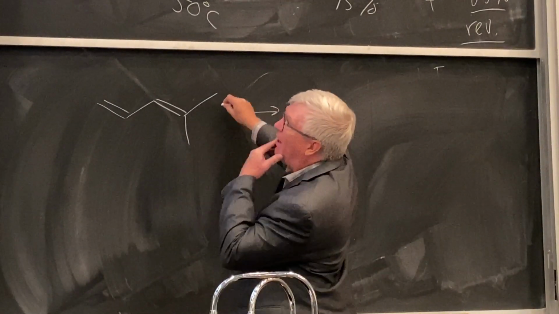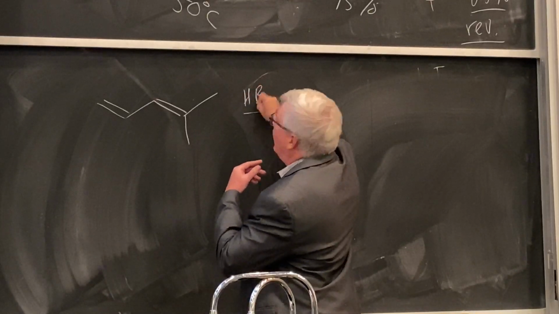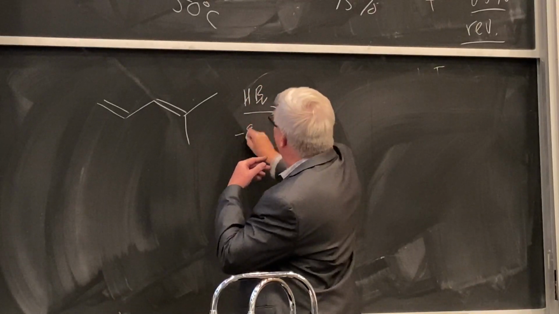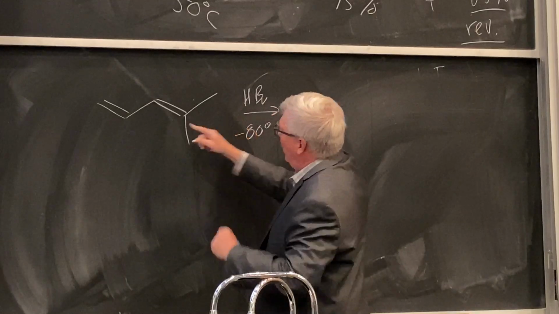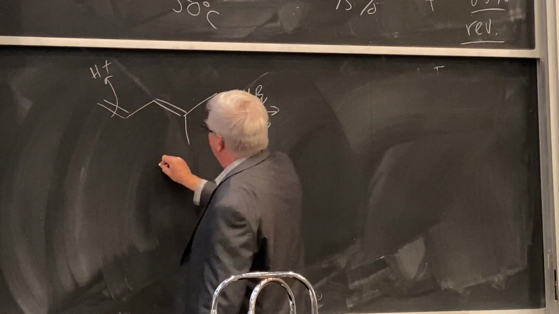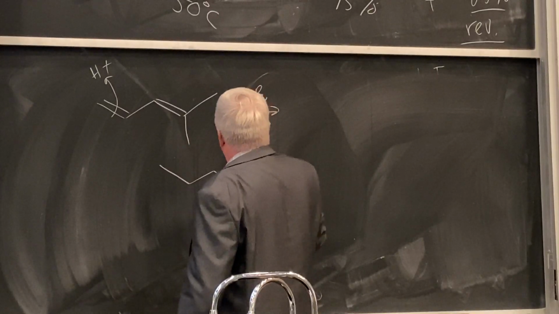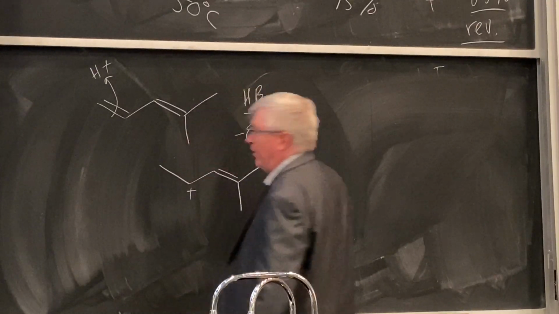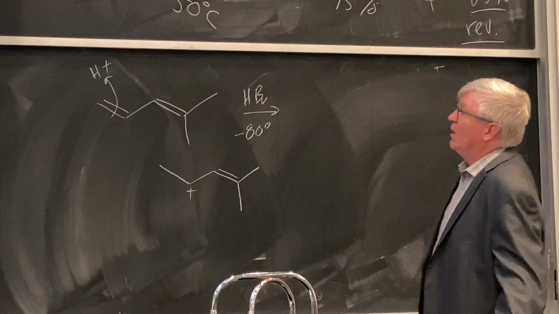And you're given the 2 products there. Let's see, HBr. First one's at minus 80 degrees. Good. Well, the same thing here. We're going to protonate out on the end there. We're going to get this as our carbocation intermediate.